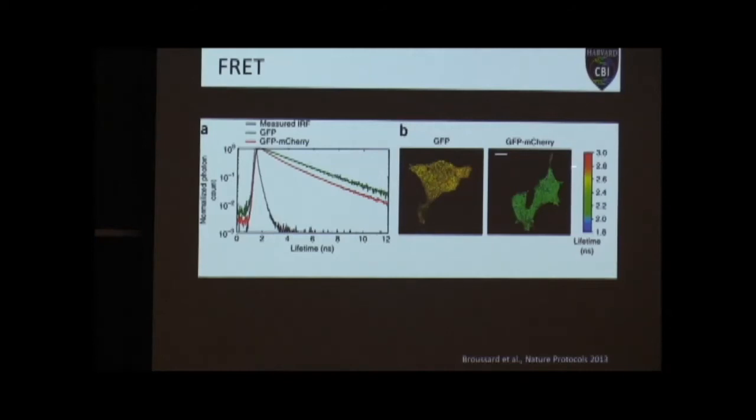range here. But when you fuse it to mCherry, so this is only looking at the GFP lifetime. This is not looking at mCherry at all. You can see this now drops down to about 2.2.